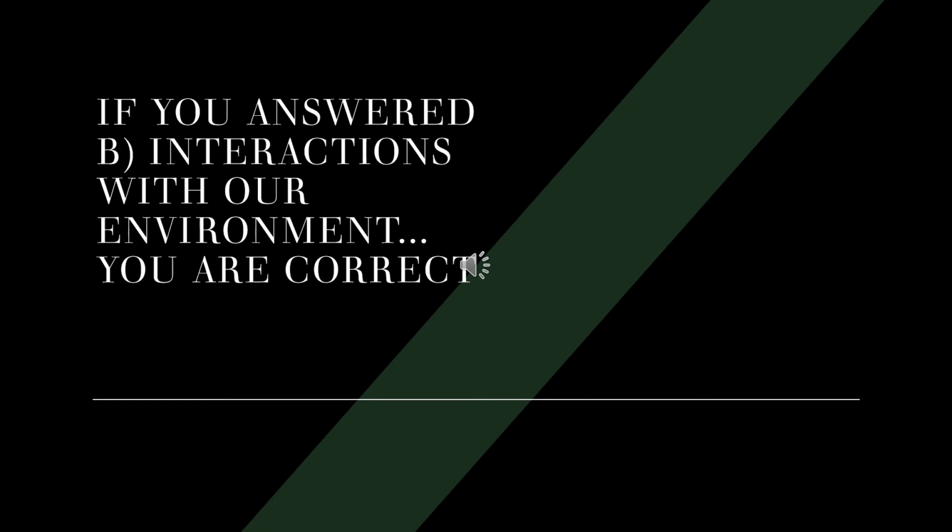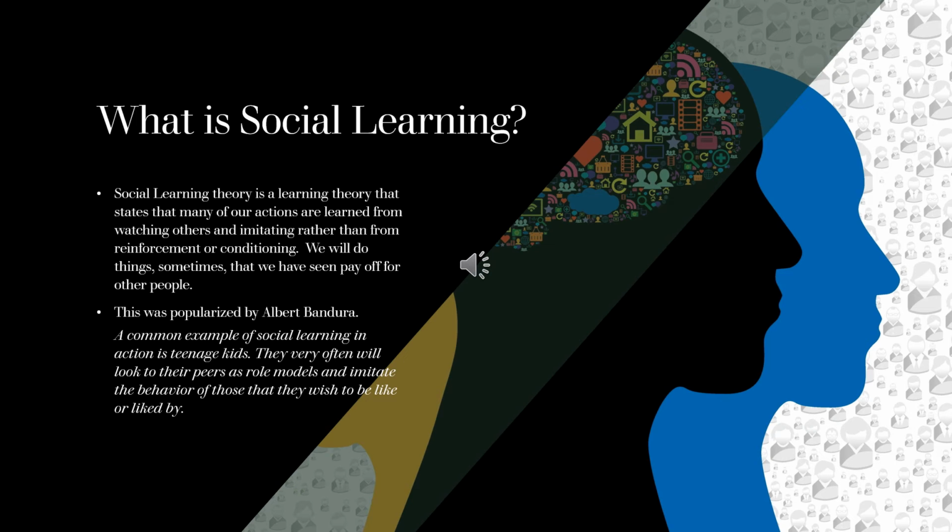If you answered B, interactions with our environment, you are correct. It would not be any of the other answer choices, but we are going to now dive into social learning, where our reasons for our behaviors might look a little bit different. Okay, so social learning theory is a little bit different from behavioral learning theory, whereas our environment is informing our behavior in behavioral learning, the other people around us are informing our behavior in social learning theory.